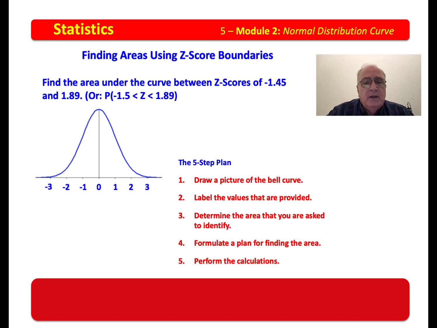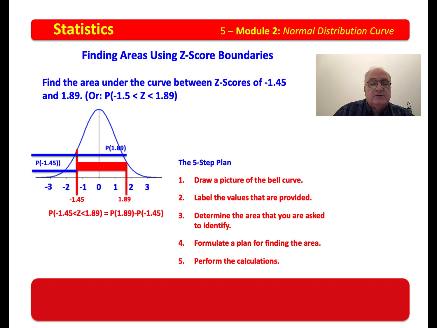Here's the problem. Find the area under the curve between a z-score of negative 1.45 and 1.89, or the probability that negative 1.45 is less than z is less than 1.89. So the first thing we do is we draw a picture of the bell curve. We've done that. Label the values. Here are the values: negative 1.45 and 1.89. Now, determine the area that you're asked to identify. We want to find the area beneath this.